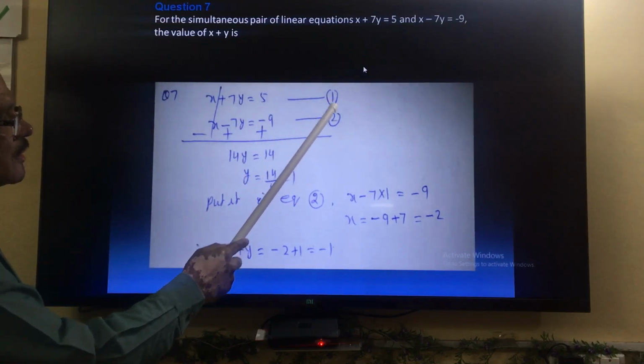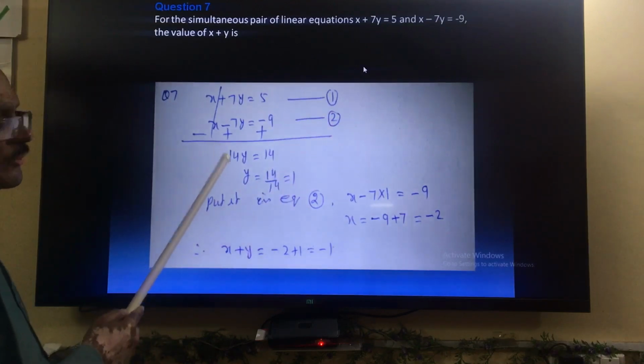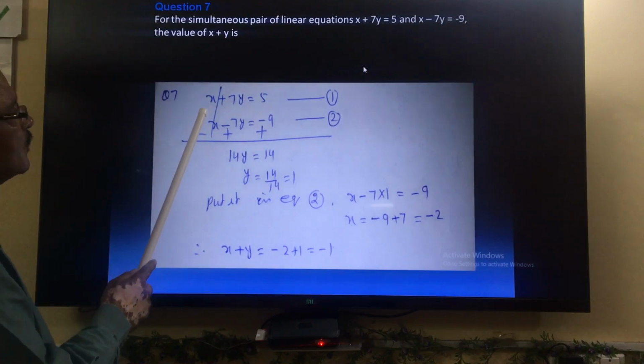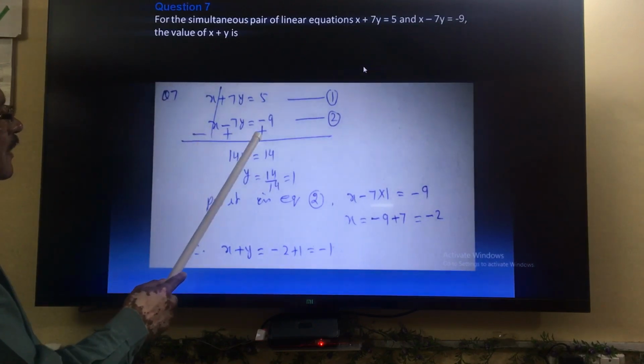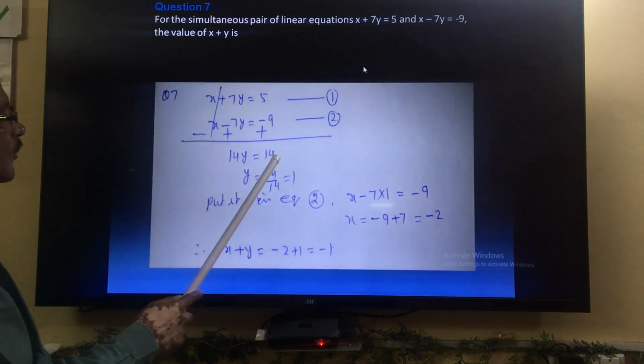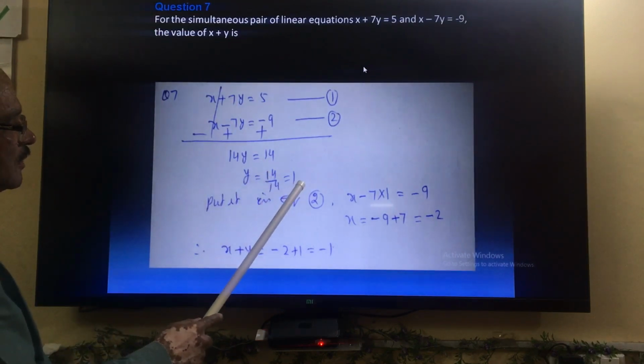I have given them the numbers 1 and 2. In these two equations we observe the coefficients of x are the same and of the same sign. So we will subtract the equations. This will give us 14y is equal to 14. So y is equal to 14 upon 14, it is equal to 1.